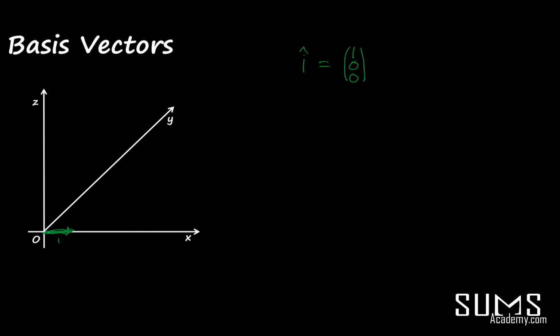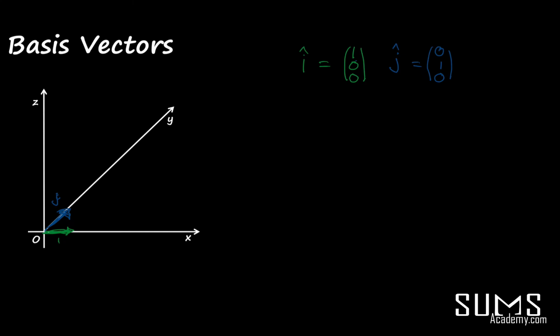And then the next one is j. That goes along the y-axis. And you might be able to guess that this one has 0 in the x direction, length 1 in y, and 0 in the z direction.